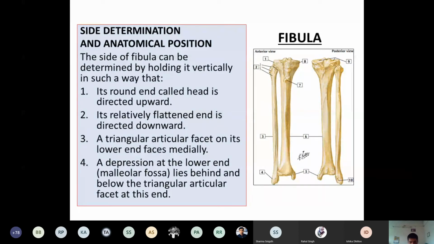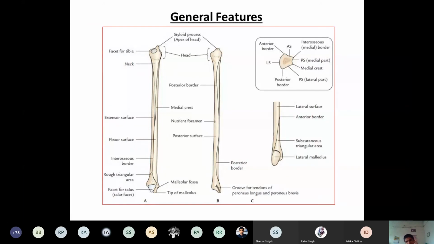You have to hold the fibula like holding a pen in your right hand or in your left hand, accordingly, which side of the tibia-fibula you are holding. For this, you have to hold the malleolar fossa, which is lying there in the lower end, medially. There is the malleolar fossa. So there you have to hold, and with the help of this you can determine.